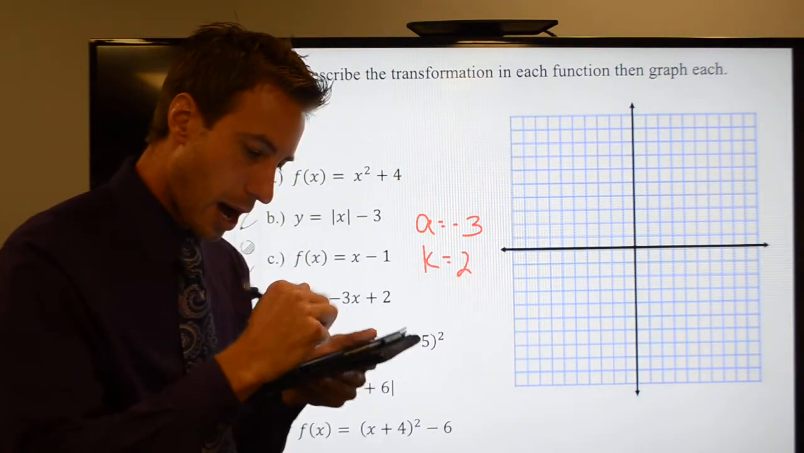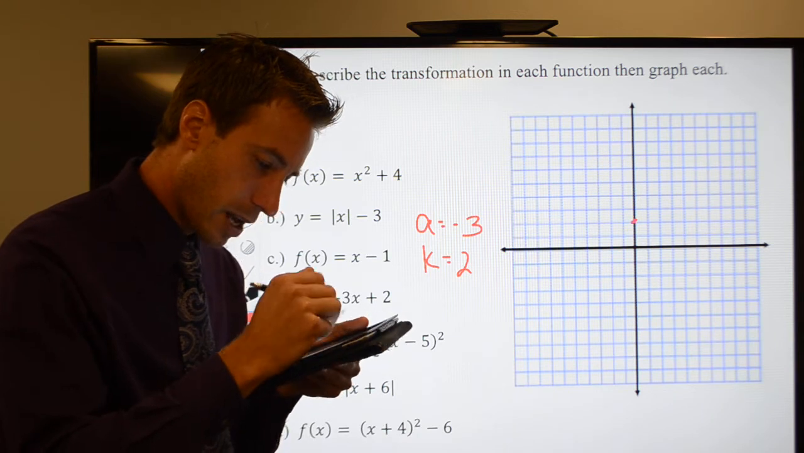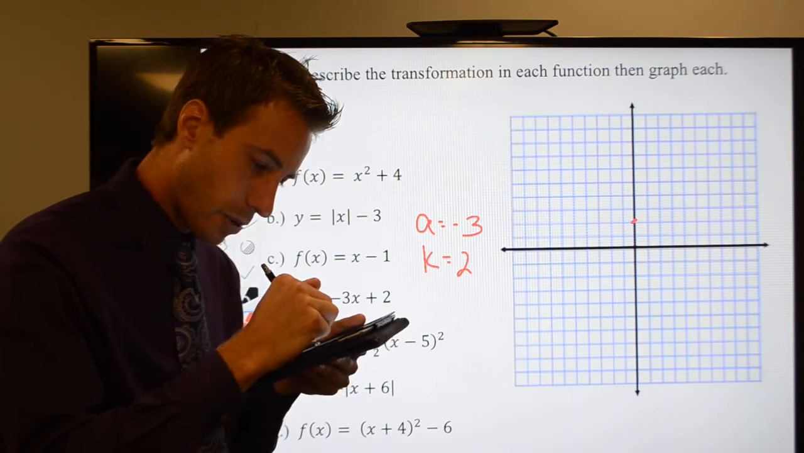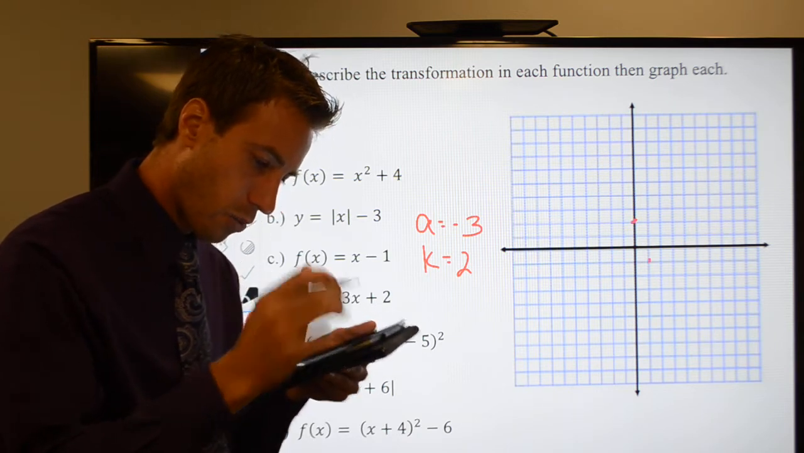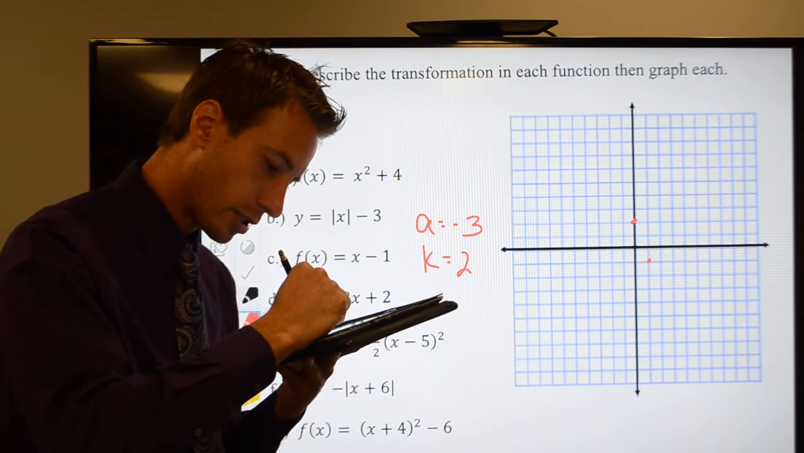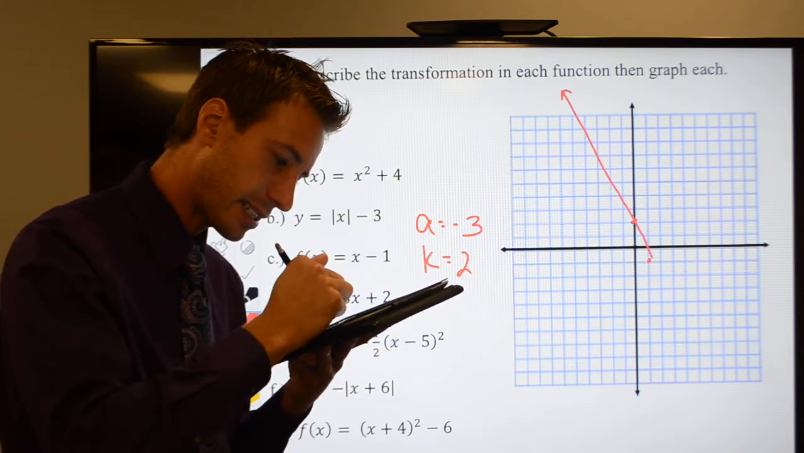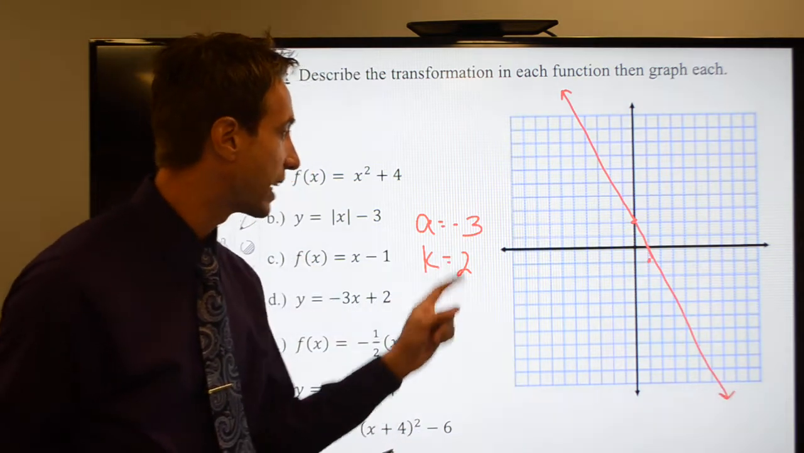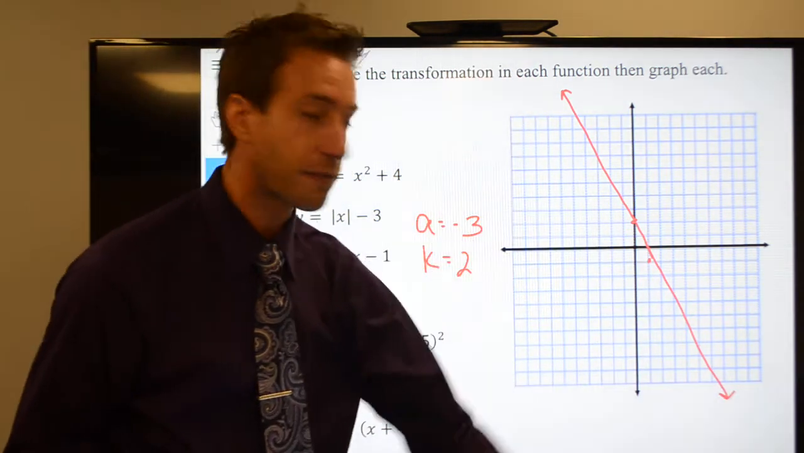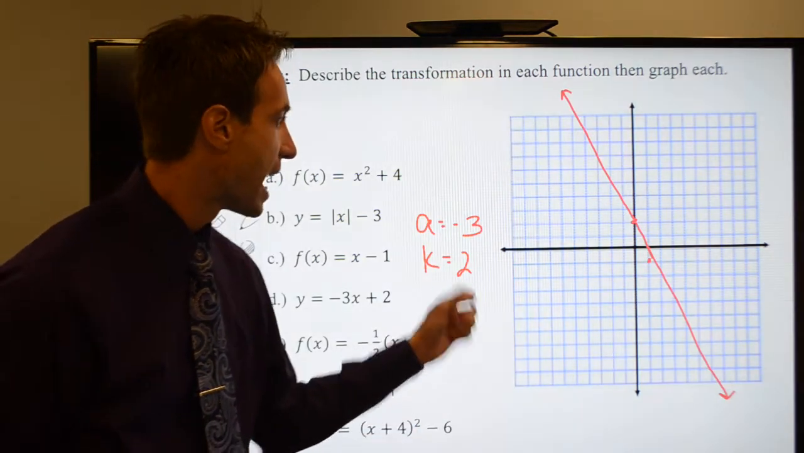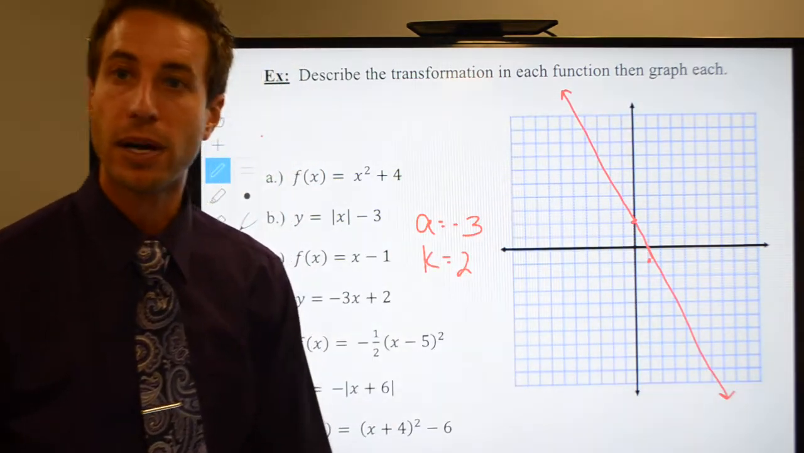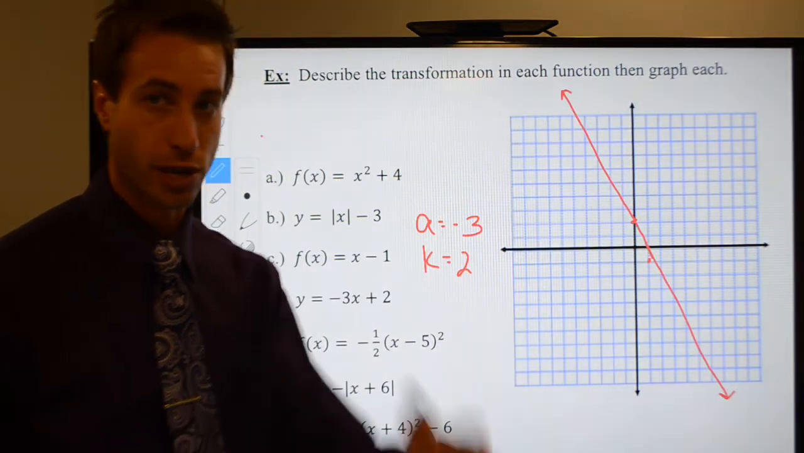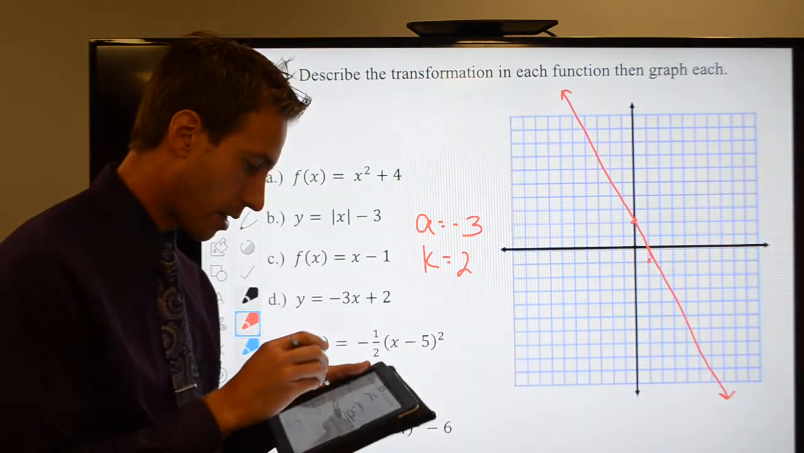So here we go. I got to go through 2. Let's see, it's going to be 1, 2, 3 over 1. So here we go. Should look something like this, a nice steep line. Because I have stretched it vertically, it is now negative because I flipped it across the x-axis and I've shifted the whole thing up 2 units thanks to my vertical shift. Fantastic. Let's try another one.